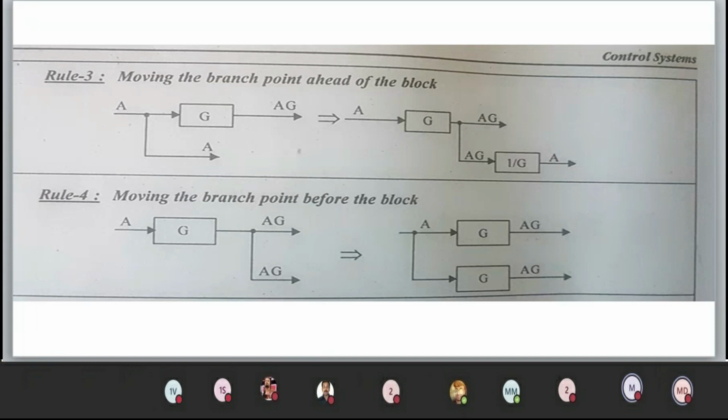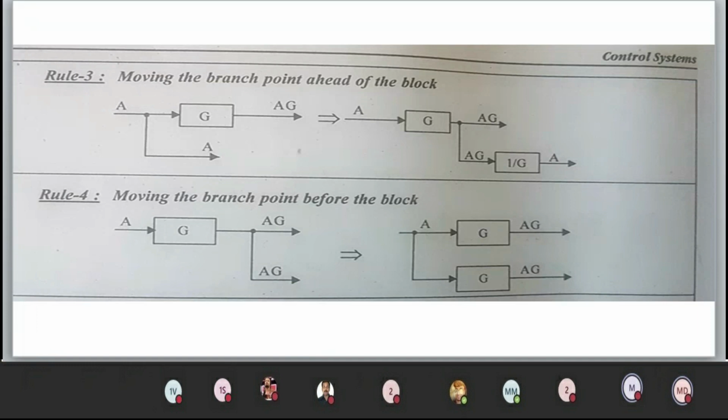Now moving the branch point before. That is, I'm going to move the branch point towards the left hand side of a block. What is the output of the arrow mark? AG. So when I move the branch point before, that is towards the left hand, I should connect a block. So A into G, AG. So you can notice that in both the cases, the output remains same. Okay.